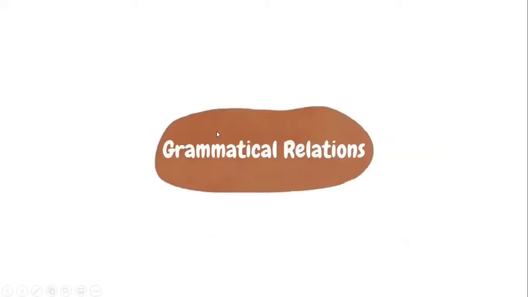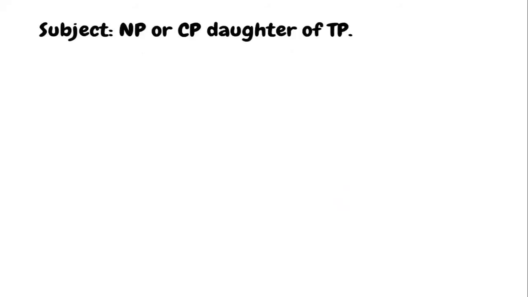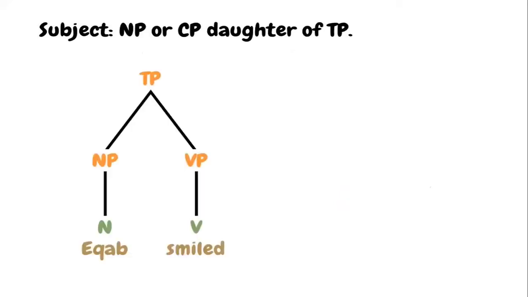Indeed, grammatical relation consists of subject, direct object, indirect object, and object of a preposition. Also, we have the oblique. So let's start with the first grammatical relation, which is the subject. Here, the subject is the NP or CP, daughter of TP. So let's see how the subject can be an NP. In this tree, we have a gap. So a gap is the subject, which is the NP that is daughter of TP.